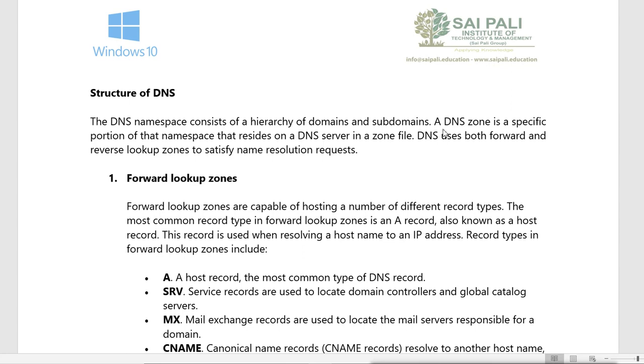And a DNS zone is a specific portion of that namespace that resides on a DNS server in a zone file. DNS uses both forward and reverse lookup zones to satisfy name resolution requests. So zones are the portion of the namespace where it stores the records in the DNS server. We have two zones: forward zone and reverse zone. In those forward and reverse zones, it has all the records to satisfy the name resolution request from the client.